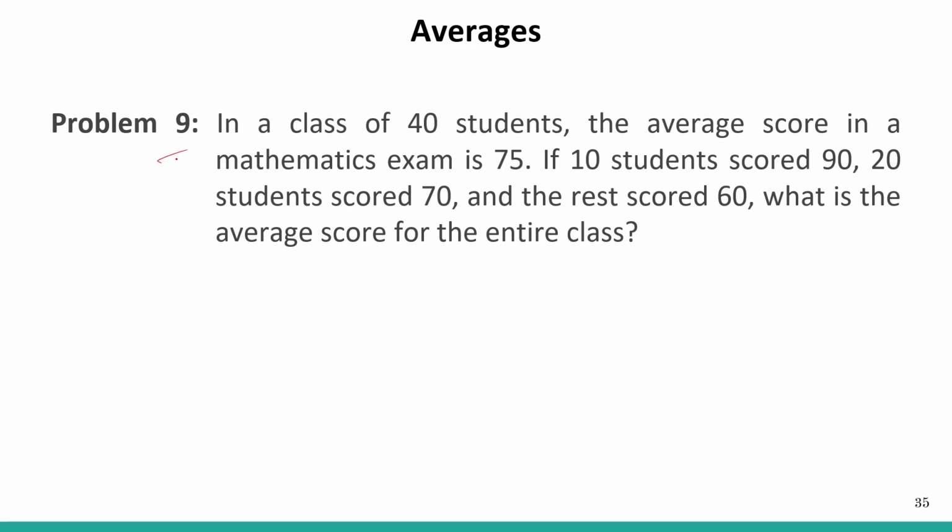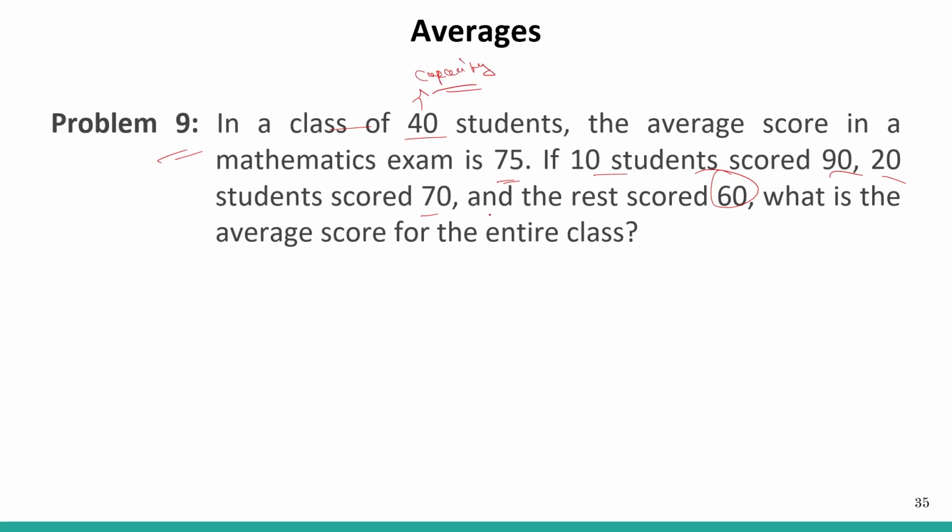So let's see problem number 9. In a class of 40 students, the average score in the mathematics exam is 75, and 10 students scored 90, 20 scored 70, and the rest scored 60. So what is the average score of the entire class? Okay, the class has a capacity of 40 students.